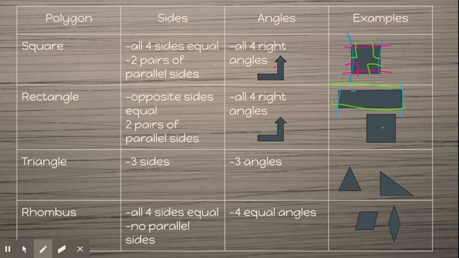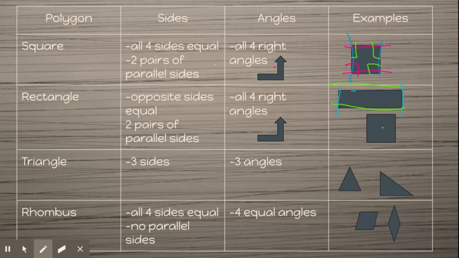Triangles have 3 sides and 3 angles. Triangles can come in many shapes and can come in many sizes. So these 2 triangles both have 3 sides and 3 angles, so we know that they are triangles.